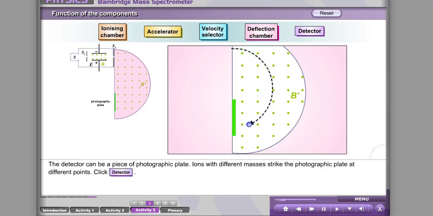The detector can be a piece of photographic plate. Ions with different masses strike the photographic plate at different points. Click the detector button.